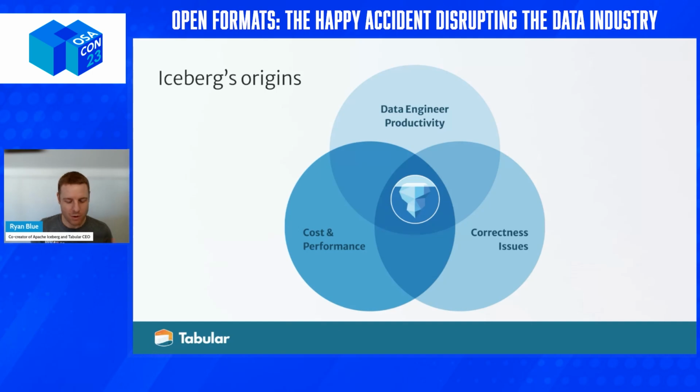And both of these areas, cost and performance and correctness issues, just got way worse at Netflix. When we were at Netflix, we were using S3 as our source of truth, which meant listing files was 10 times slower in terms of latency. It also meant that we had to deal with eventual consistency for listing objects in S3. It was just really, really bad. And that fed into, I think, the main one, which was that data engineering productivity was just incredibly low during the Hadoop era.